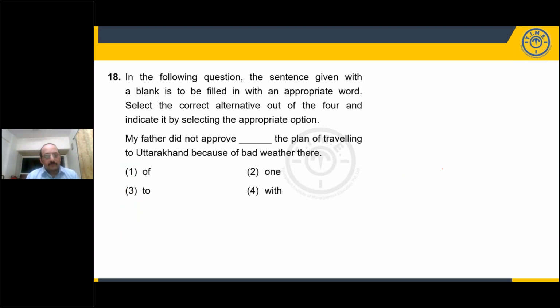My father did not approve dash the plan of traveling to Uttarakhand because of the bad weather there. Now, approve is agree. So again, as a rule, the word approve is always followed by the preposition of. I do not approve of something. I disapprove of something. Both these words are followed by the preposition of. So option number 1. My father did not approve of the plan of traveling to Uttarakhand.